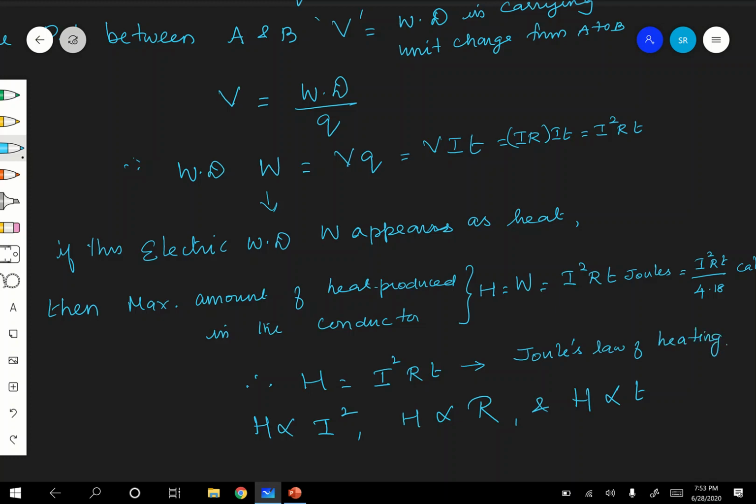Whatever it is, it is nothing but work done. It is converted into electric work done, that is nothing but VQ. If that work done is fully converted to heat energy, the maximum amount of heat energy is produced. Heat energy produced, H is equal to I squared RT, means it is the maximum amount of heat that can be produced in the conductor. That is nothing but Joule's law of heating. Hope you are following, children.